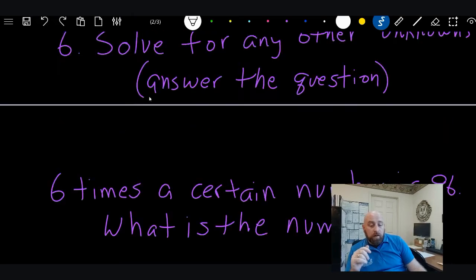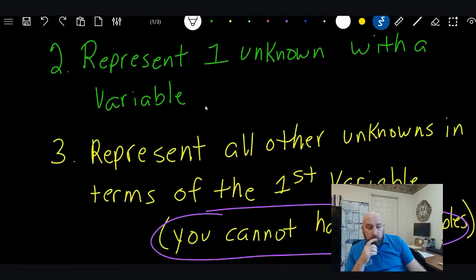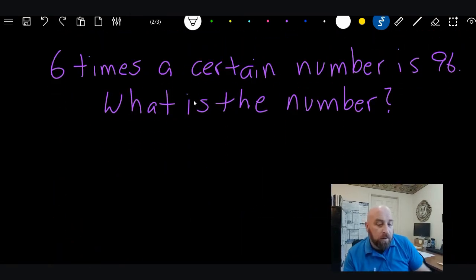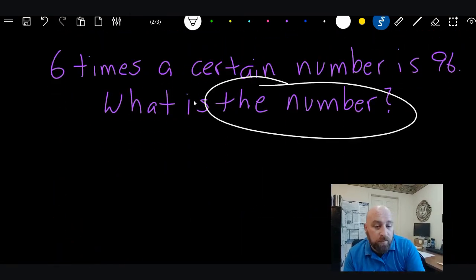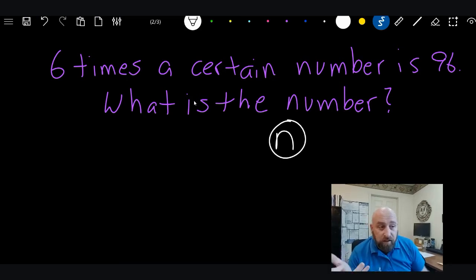Okay, all right, so step number 2. Represent one unknown with a variable. So let's call the number, since that's what we're looking for, let's call that n for number. What do you think of that? N for number. X, fine. T, fine. W, fine. A, fine. Doesn't matter. You pick the letter. I picked N for number.